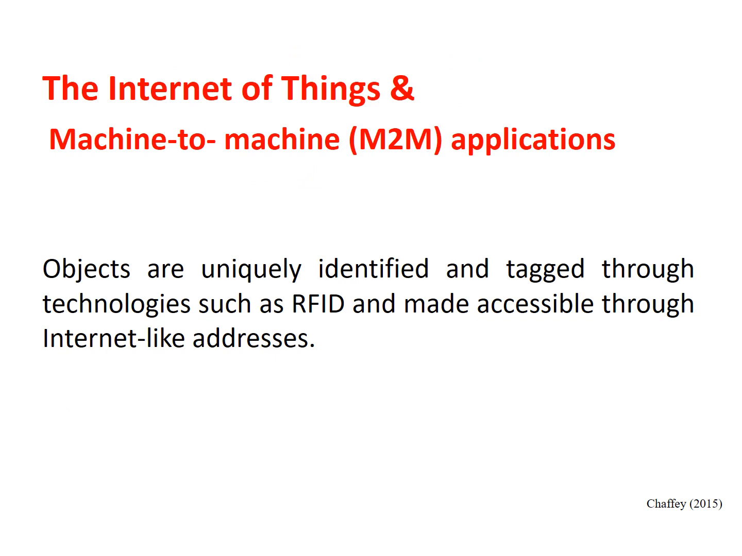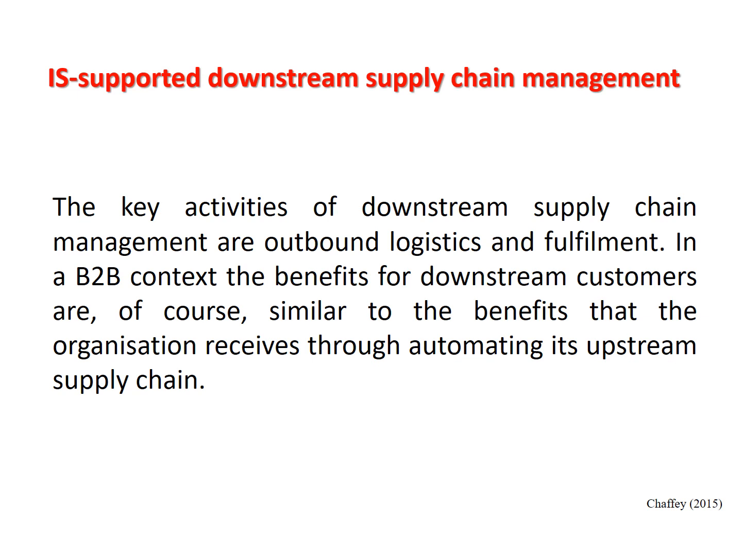So the Internet of Things and machine-to-machine applications: objects are uniquely identified and tagged through technology such as RFID and made accessible through internet-like addresses. So IS, or information systems, supported downstream supply chain management. The key activities of downstream supply chain management are outbound logistics and fulfillment. In a business-to-business context, the benefits for downstream customers are, of course, similar to the benefits that the organization receives through automating its upstream supply chain.